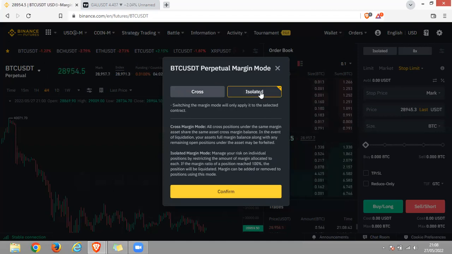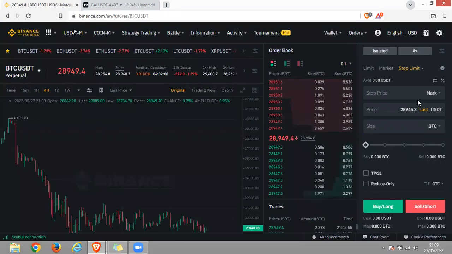But if you're choosing isolated, you're telling Binance, no, man, if I risk $500, please, if I lose all $500, close it for me. Do not encroach into my savings. That's just the difference between the two.